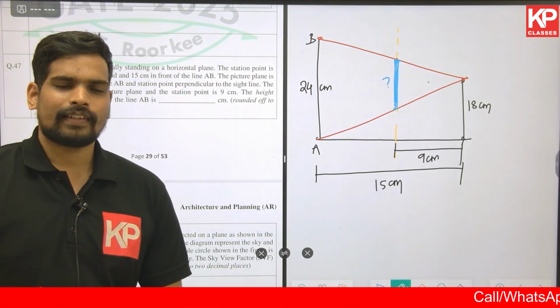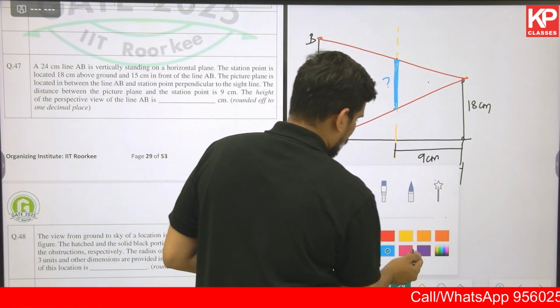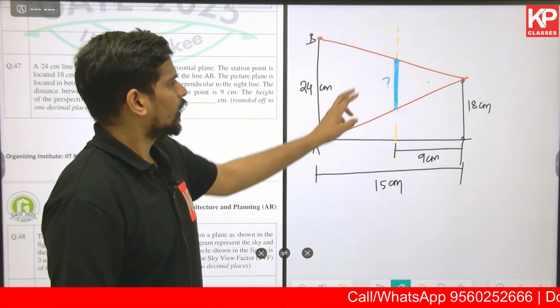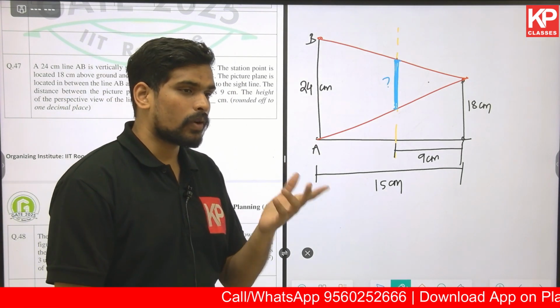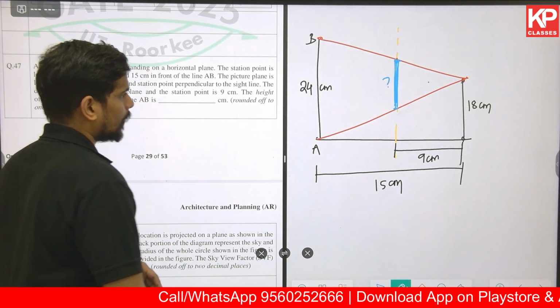Simple triangles, basically the similar triangles approach. That's what you are going to do. The smaller triangle is similar to the larger triangle, so the ratio of the sides is going to be the same. The ratio of sides and the height is going to be the same.